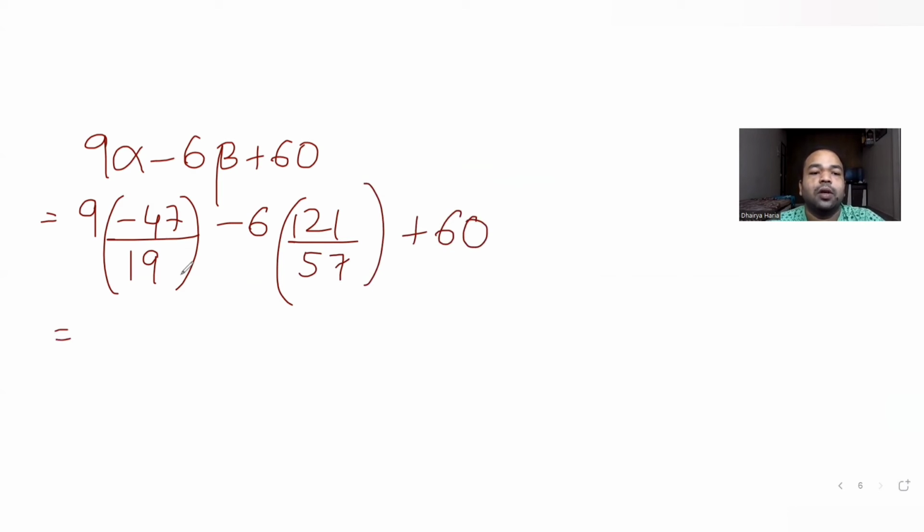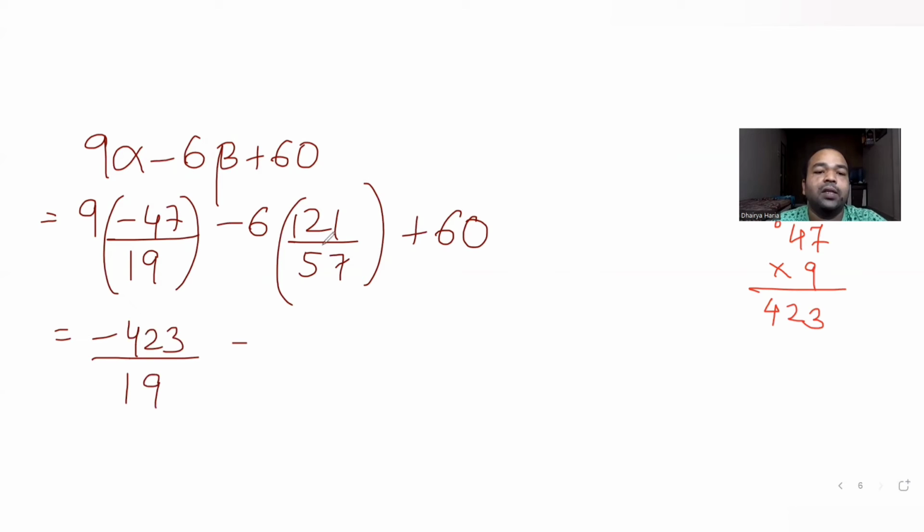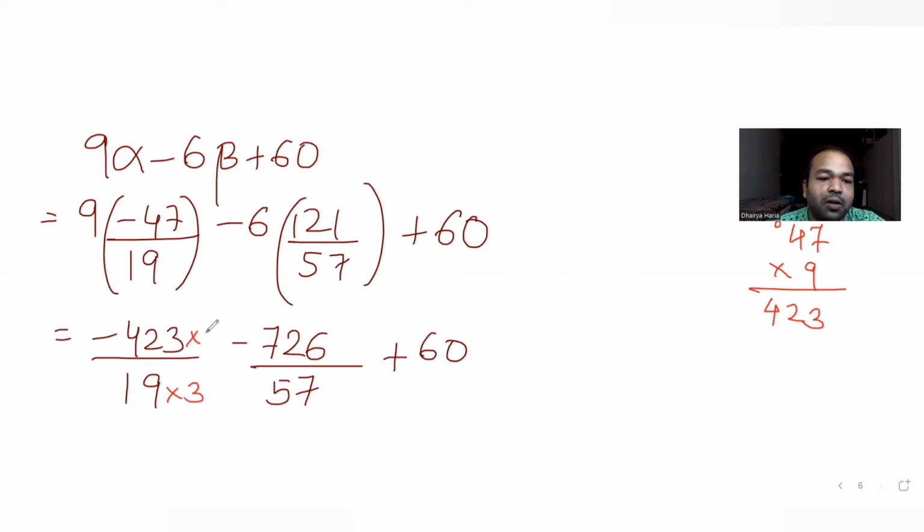So you get minus 47 into 9. If I multiply 47 with 9, I get 9 7s are 63, 9 4s are 36, plus 6, 423. So you get minus 423 by 19 minus 121 into 6. If I multiply, 6 ones are 6 and 6 2s are 12, 726 upon 57 plus 60. Now if I want to make the denominator the same here, I'll multiply both numerator and denominator by 3. Once I multiply by 3, I get minus 1269 minus 726 upon 57 plus 60.